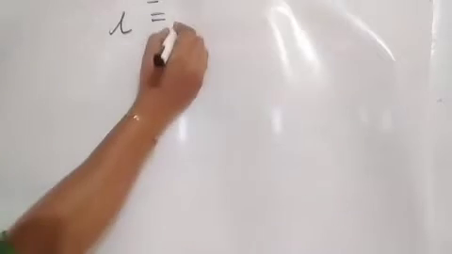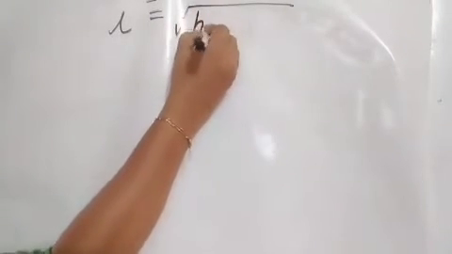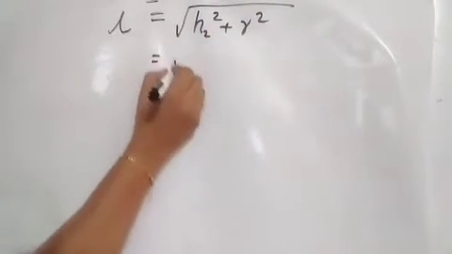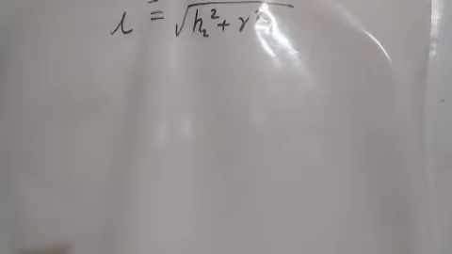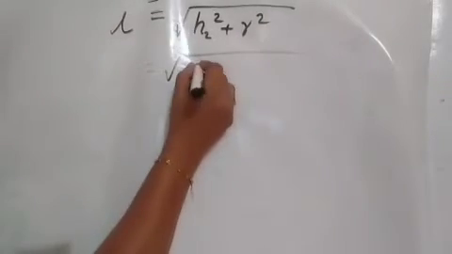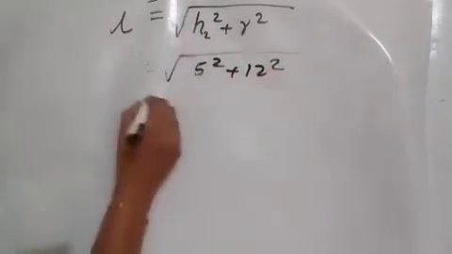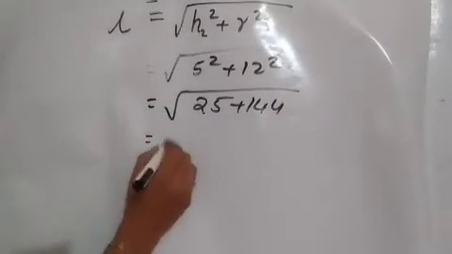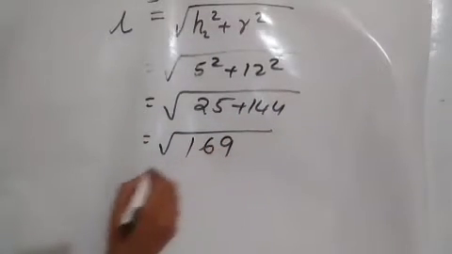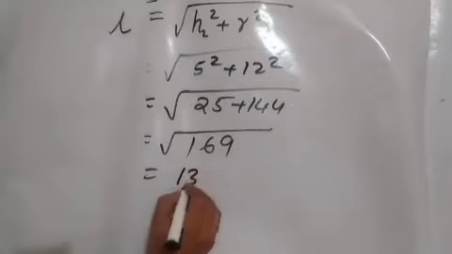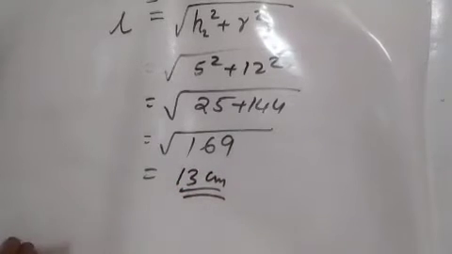L is equal to the root of H2 square plus R square, that is of the cone. That is square root of 5 square plus 12 square, that is square root of 25 plus 144, that is equal to the square root of 169. Do you know the square root of 169? Yes, so the square root of 169 is 13 meters. Thus we obtained the value of L.